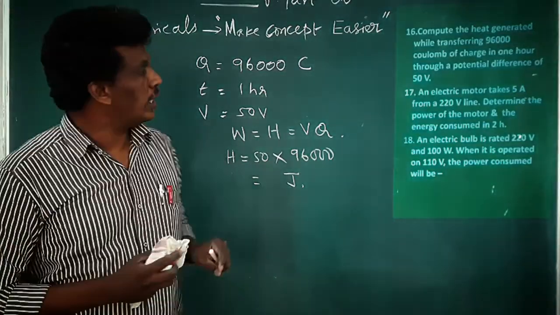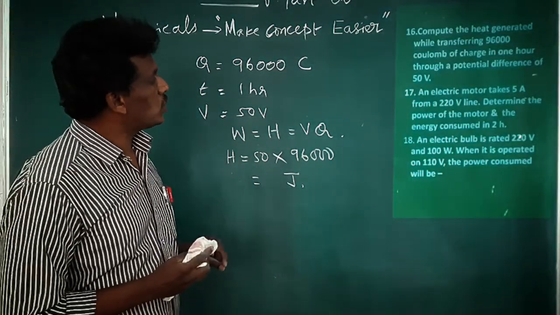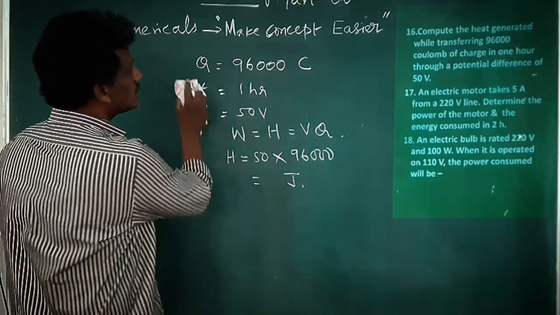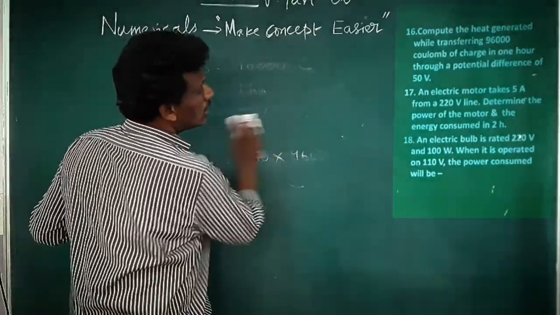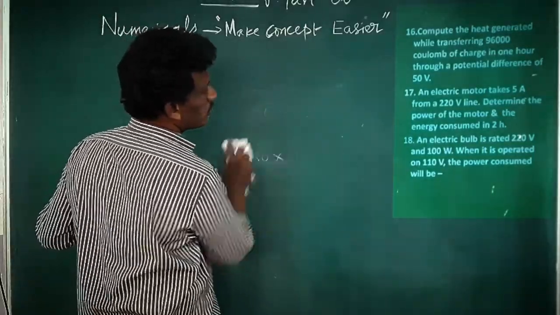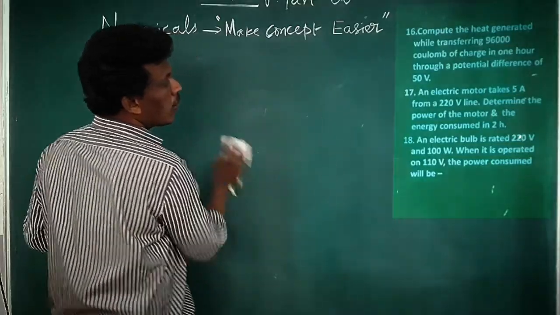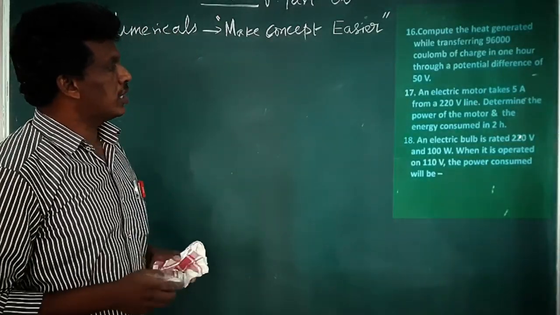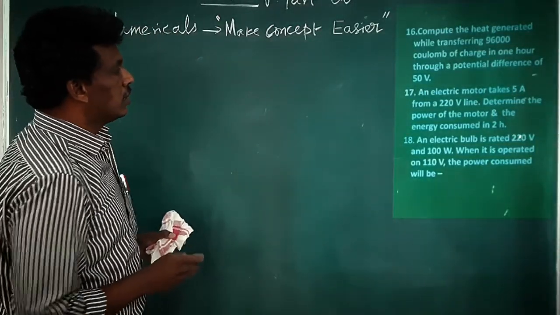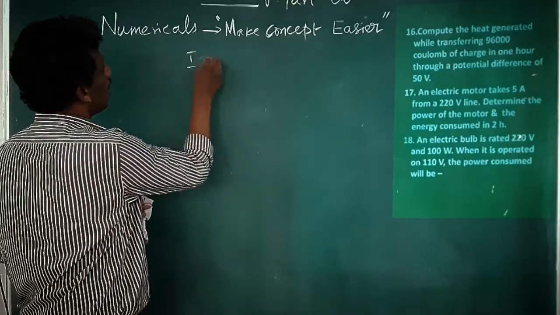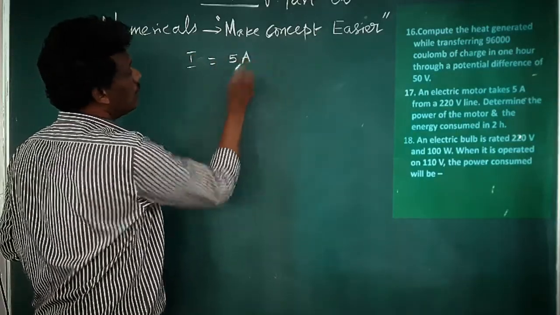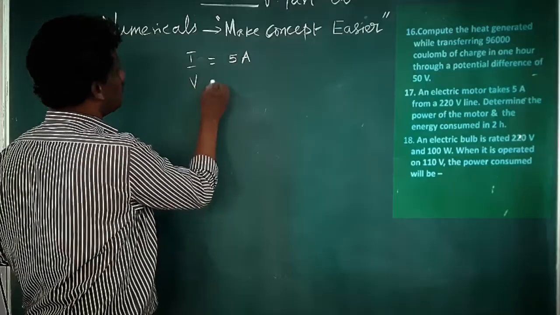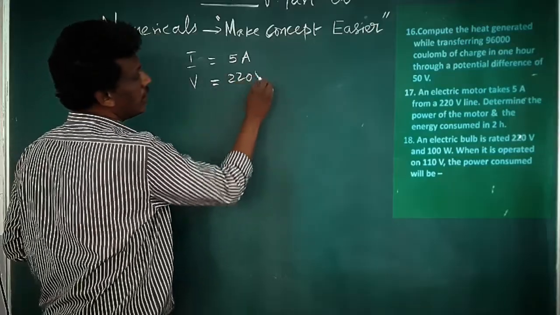So let us discuss the next question. Question number 17. Just go through the question. An electric motor takes 5 ampere. So what is given here? I equal to 5 ampere and potential difference 220 volt.